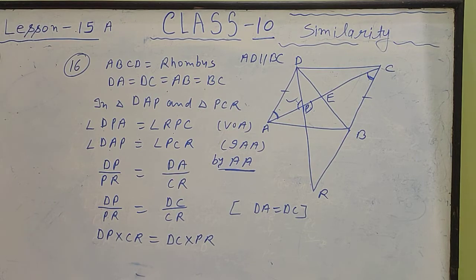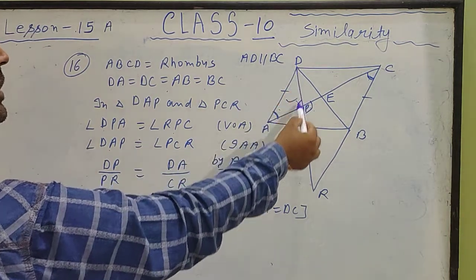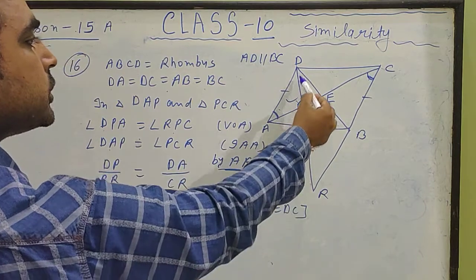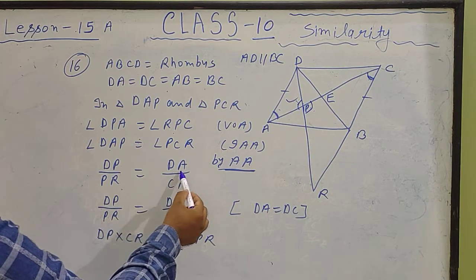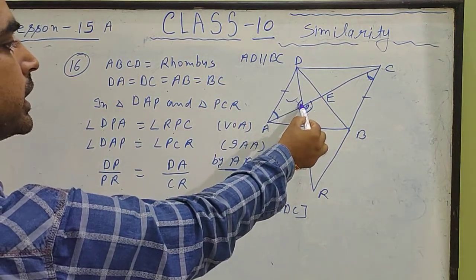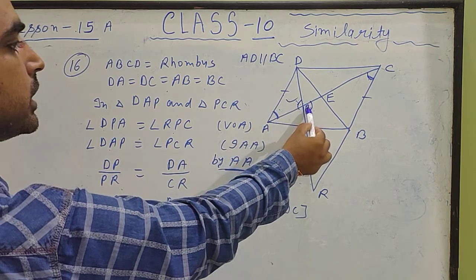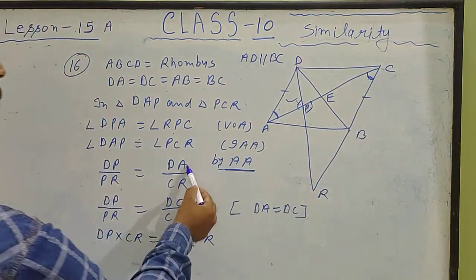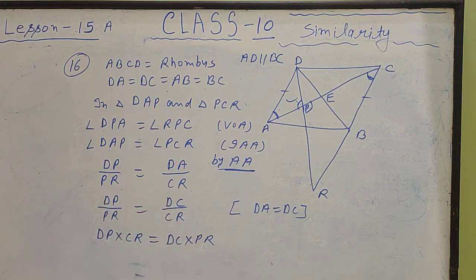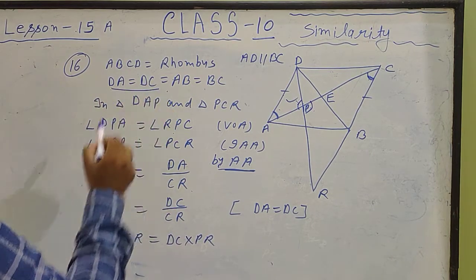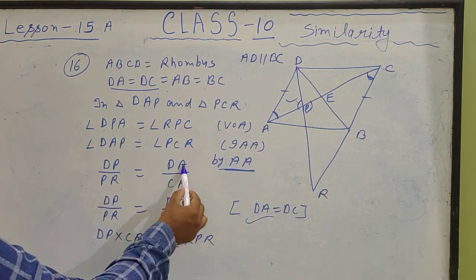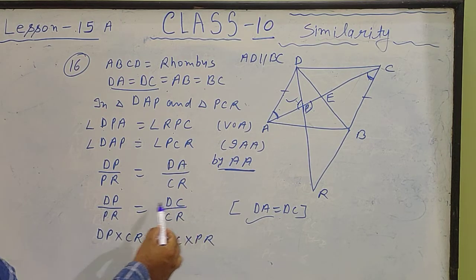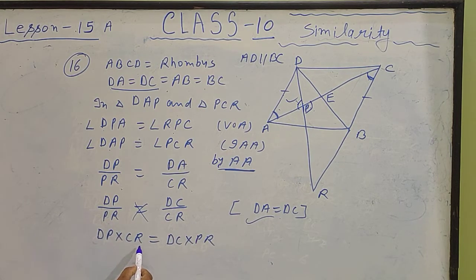So by the similarity property, the opposite of this angle is DP and the opposite of this angle is PR, so DP upon PR is equal to DA upon CR. DA is the opposite of the vertically opposite angle, and CR is the opposite of the other. Now we know that DA is equal to DC because it is a rhombus, so in place of DA write DC. Now cross multiply, so DP into CR equals DC into PR. Hence proved. This was to be proved.